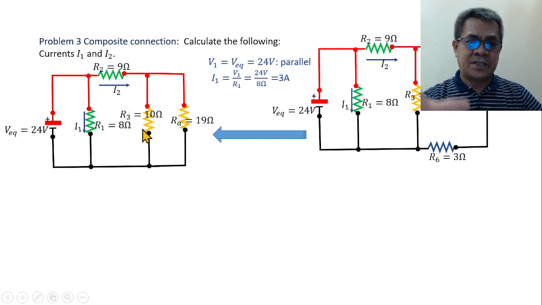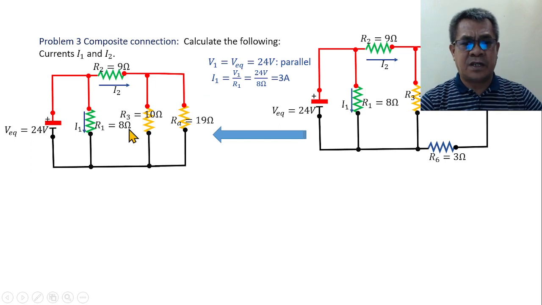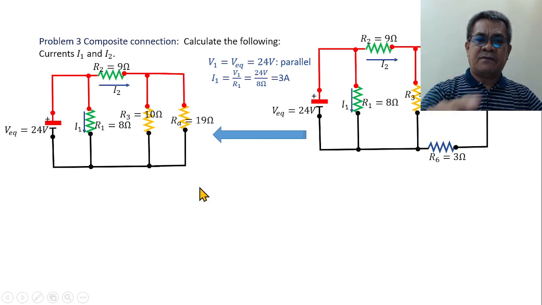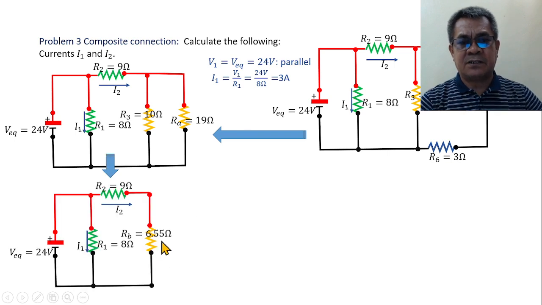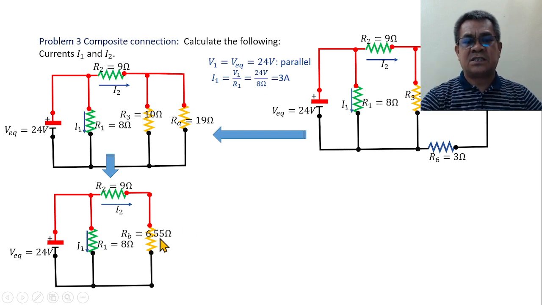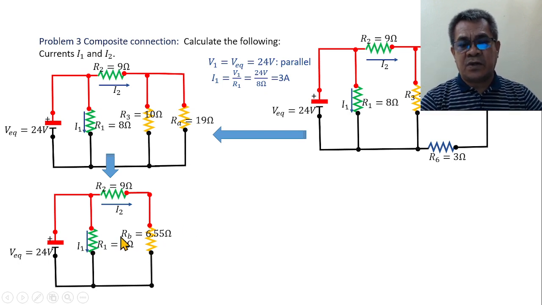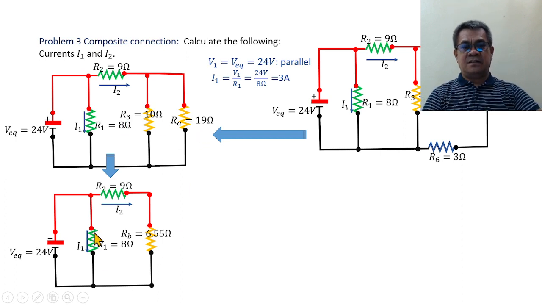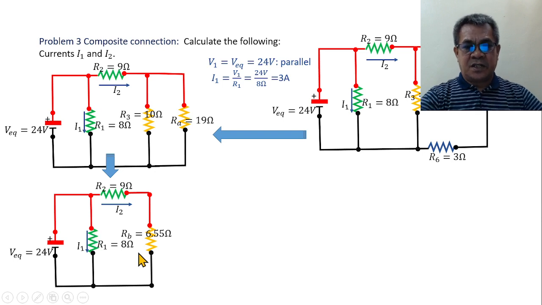So of course, the next thing to do is to combine this parallel. So the product of the two divided by the sum of the two. And this is the result. If you multiply 2 by 19, then divide it by 10 plus 19, the result is 6.55. And we call this RB. The RB is the combination of R3 and RA. So therefore, this is our third drawing.